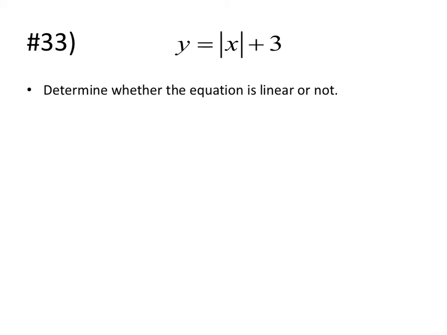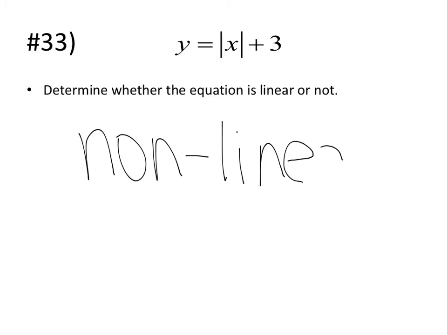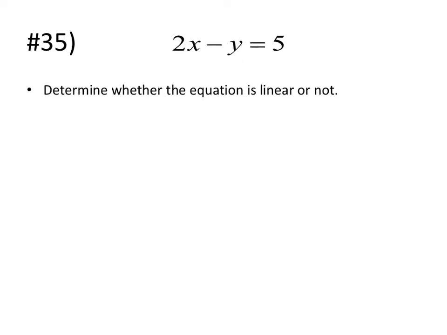Okay, now ask myself the questions. Is x being raised to a power greater than 1? No. Is x an absolute value? Yes. So that immediately tells me this is nonlinear. And I know, Schroeder's students, I said if it's nonlinear, you need to tell me why. Because this is an absolute value, so that means this is going to make a v. A v is not a line.